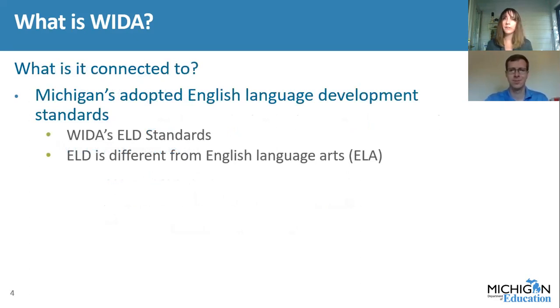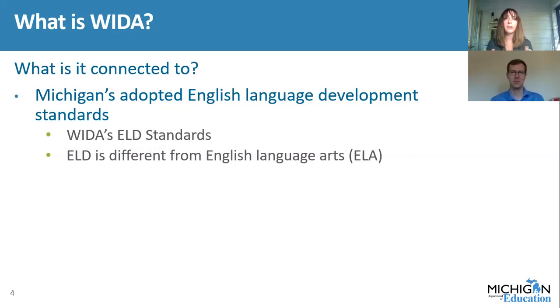So in order for us to understand the data coming from the WIDA ACCESS for ELLs assessment, we first need to back up a step and make sure that we actually understand what we're assessing these students on. What is the basis for this actual assessment? Michigan has adopted the connected WIDA English Language Development Standards on which the assessments are actually built. Just keep in mind also that the English Language Development Standards are actually different from English Language Arts Standards. They are two separate things.